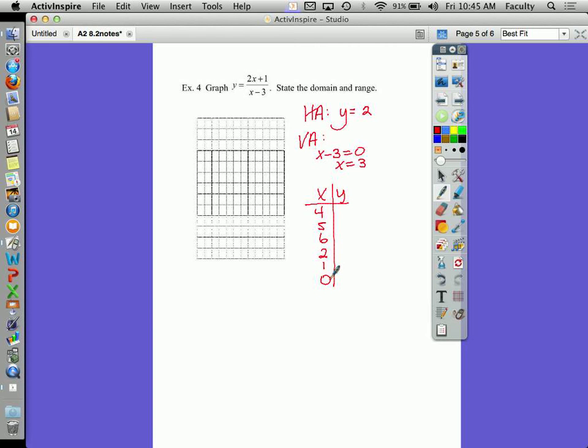Again, try to be able to do this without a calculator. In AP Calculus, half of the exam is no calculator. So we need to be able to do some of this stuff. So here we go. Y is 2x plus 1 over x minus 3. So this is y equals 4 times 2 is 8 plus 1 is 9 over 1. Okay, that's not bad. 5 times 2 is 10 plus 1 is 11 over 2. Isn't that 5.5? 6 times 2 is 12 plus 1 is 13 over 3. So that's what, 4 1/3?